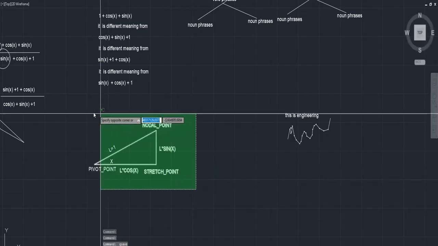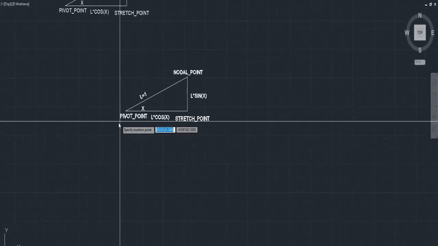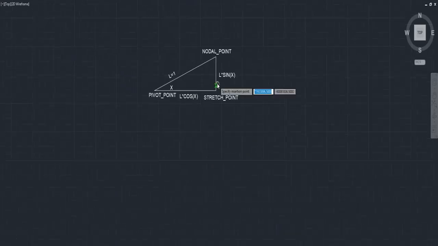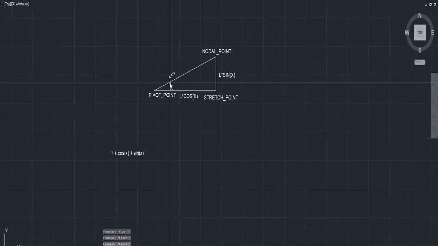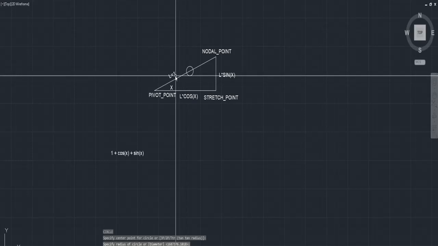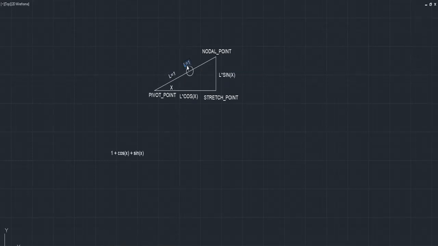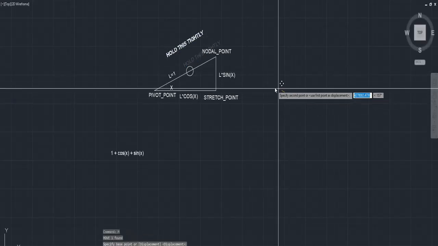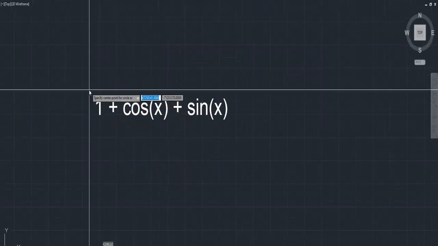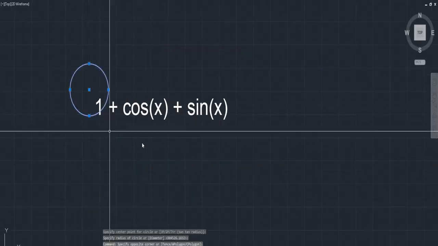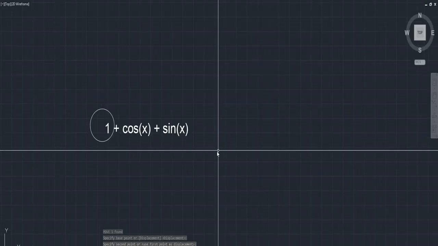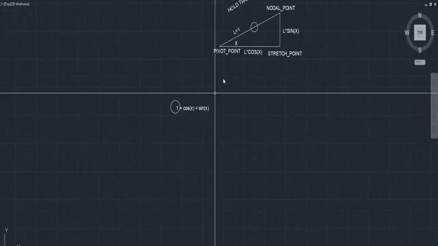We got it now. Suppose we write it as 1 plus cos x plus sin x. This means L equal to 1, hold this one tightly. Always we will hold the first term very tightly so that it will not move, because the whole concept is non-commutative, so the order is important. The first term is held tightly.